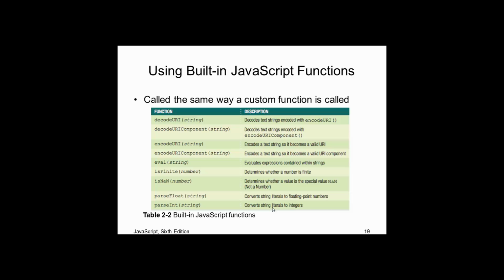A float can have decimal places. So if your numbers have decimal places, you need to parse float. If it's a whole number, you parse int. So is there any reason why you use int instead of float? Well, if you know it's gonna be a whole number.